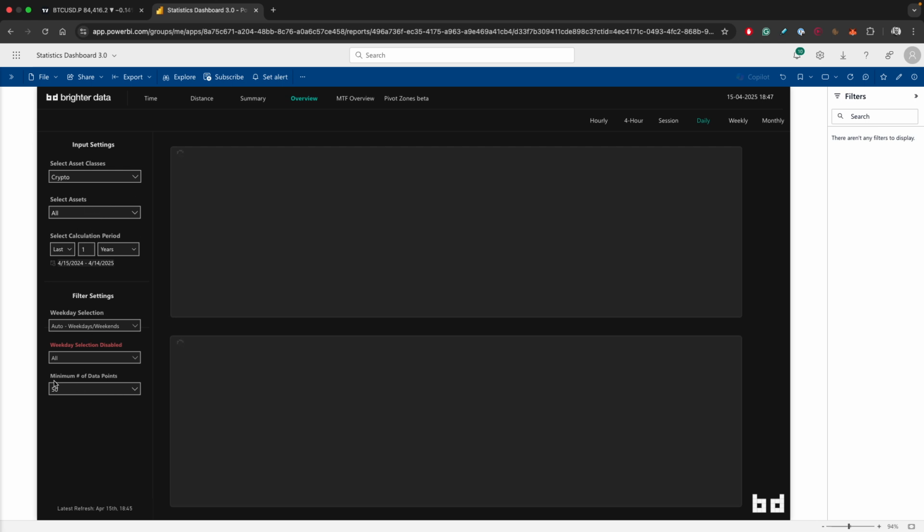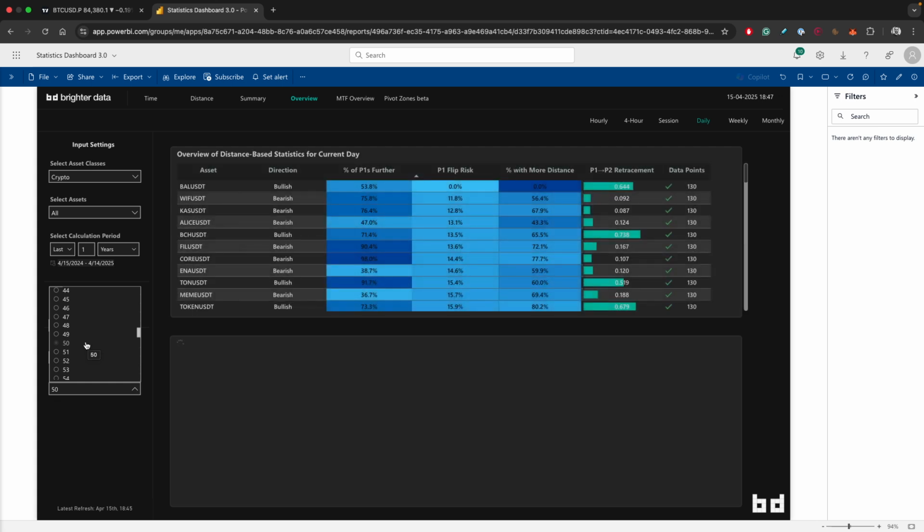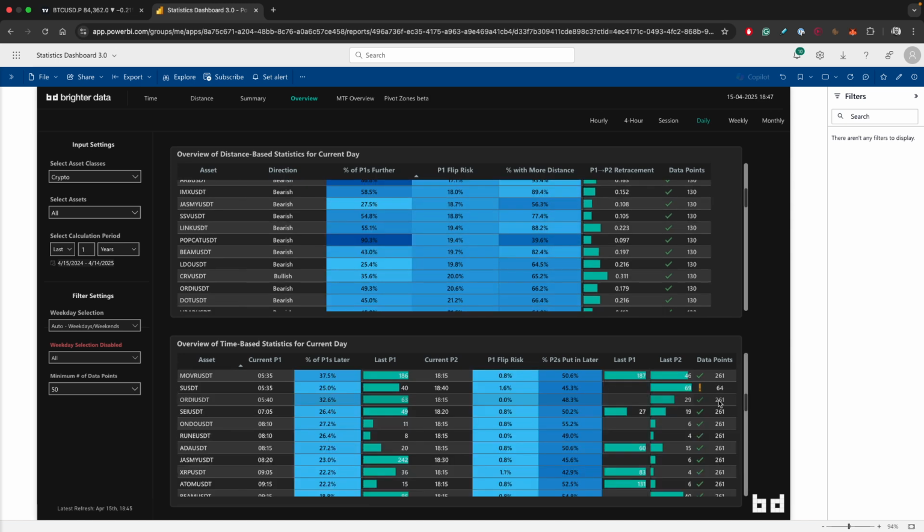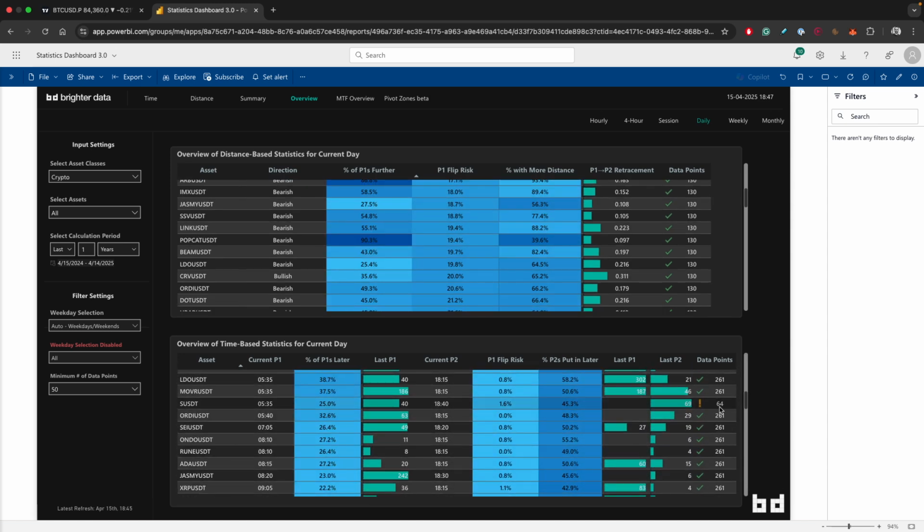Something you will see different is that here you can select the minimum number of data points. So if you select 50 here, what this is doing is filtering out all assets that have less than 50 data points. Looking at days in this case, it will filter out assets that have less than 50 days. In this case, you see there's 130 data points being used here for distance statistics, 261 here. So obviously this is fine. Here we see one SUSDT with only 64 days with a little exclamation mark. So okay, maybe you want to be careful with this one, right?